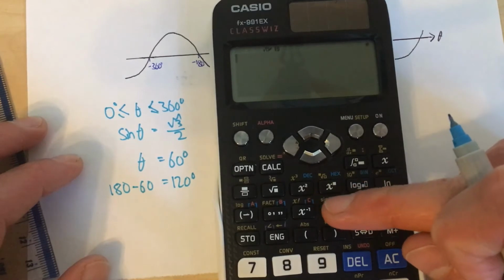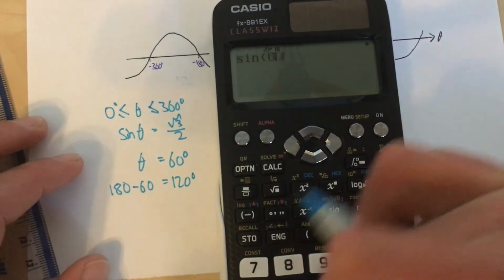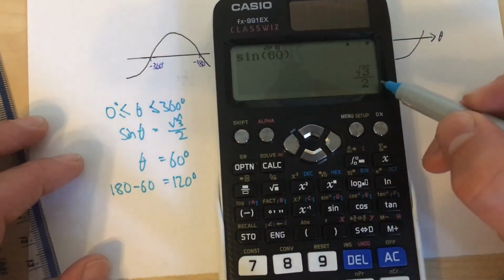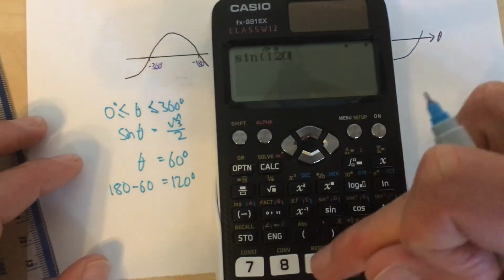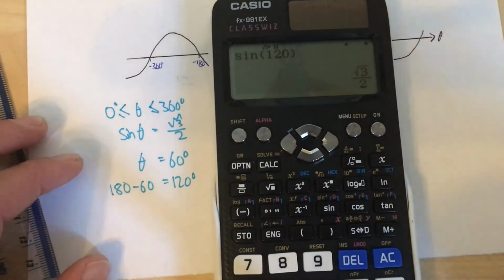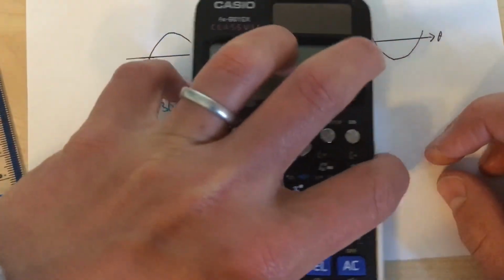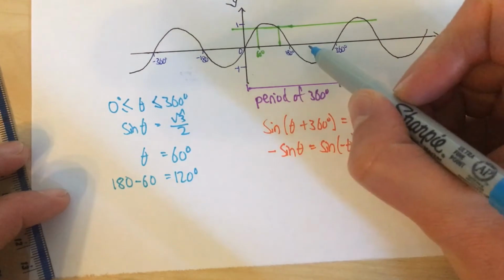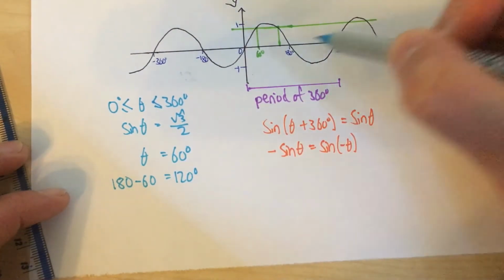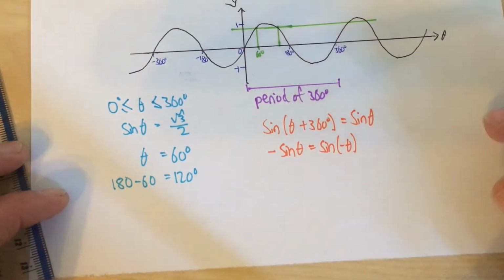So if I do sine of 60, I get √3 over 2. And if I do sine of 120, I get √3 over 2. So both solutions are correct. So there are two solutions in this range. There are more, but it's outside the range 0 to 360.